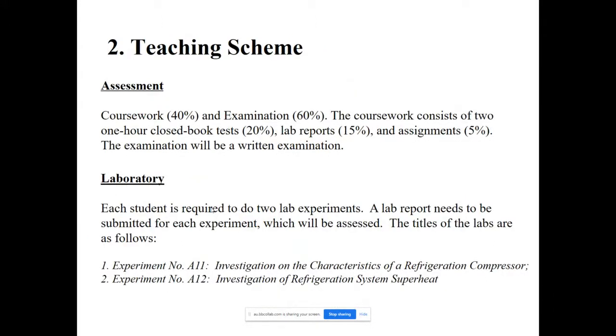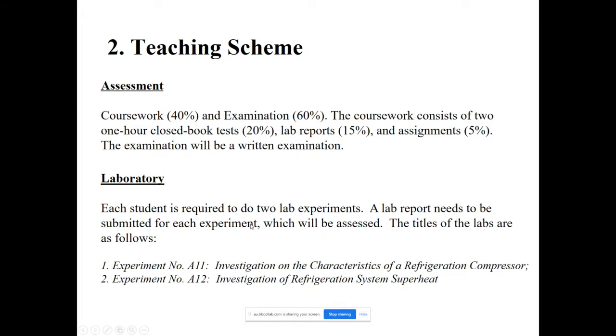For the teaching arrangement of this subject, we still keep it the same: the coursework and examination. We have 2 one-hour, not closed book, online tests. And we have lab reports. We have to conduct 2 lab experiments, and sometimes we also have assignments. They will account for 5% of the final assessment.